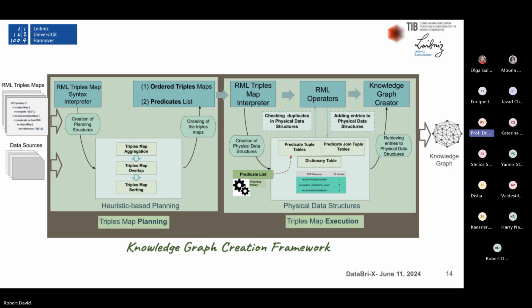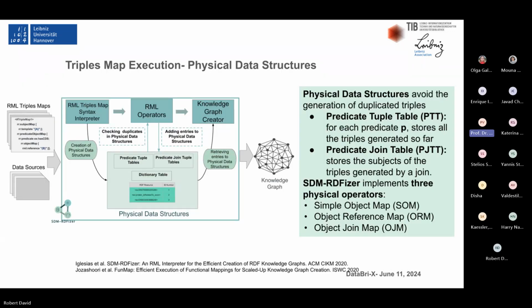So if we go next, please, we will see that when we go inside and look at the physical operators, what is very, very important is that we have physical data structures. And these physical data structures keep track of everything that is generated, so that duplicated triples are not generated twice. That means that each time a triple is output and inserted in the knowledge graph, we are sure that these output triples are not duplicated.